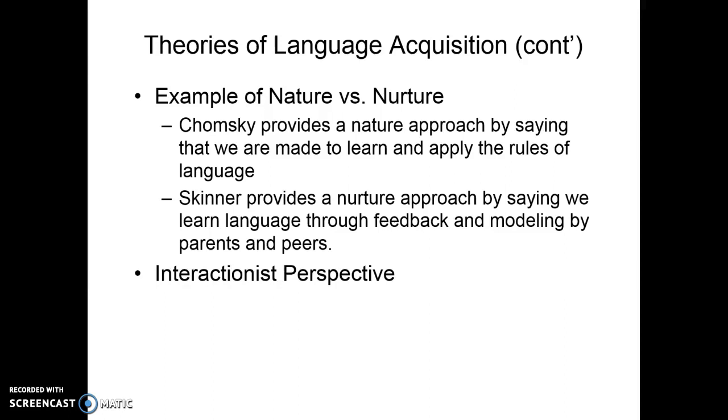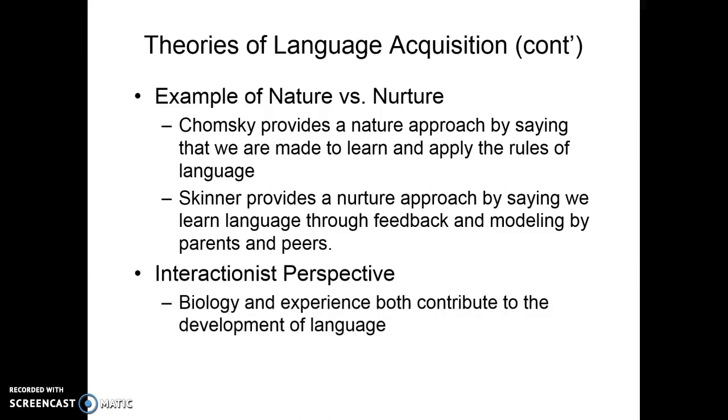There's also this thing called the interactionist perspective, and this is saying that biology and experience both contribute to the development of language. And anytime we take a both perspective, when we combine two perspectives, we need to be able to break it up and see both perspectives on their own. So that's essentially what we did. We looked at Chomsky and his nativist, we looked at Skinner and his behaviorist, and now we can say there's this thing called the interactionist perspective, where we take a little bit from Chomsky, a little bit from Skinner, we put them together, and take the best of both worlds, and say that language comes about a little bit from each of those two perspectives.